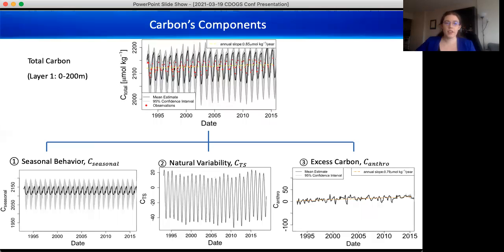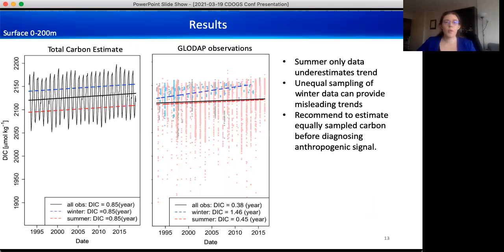If we take the trend lines of winter and summer values, we find that they are shifted with the same slope. Now, comparing with the plot of GLODAP observations we saw earlier, if we compare the slopes given in the legends, we see that summer-only data underestimates carbon's anthropogenic increase. Also, that unequal sampling of the winter data can provide misleading estimates of the increasing trend. It is thus recommended to first estimate an equally spaced time series of total carbon and its components before diagnosing the anthropogenic signal in ocean carbon.